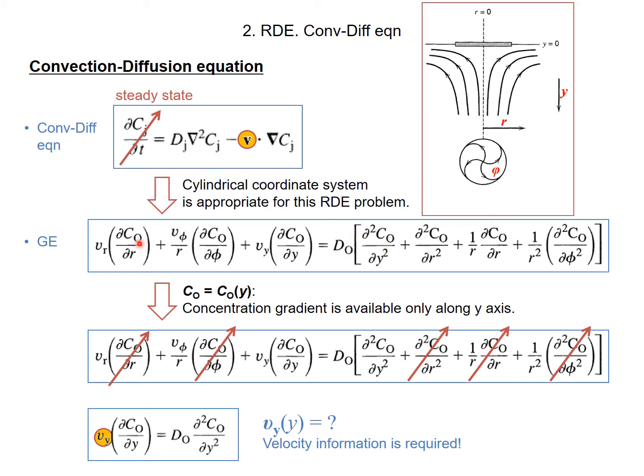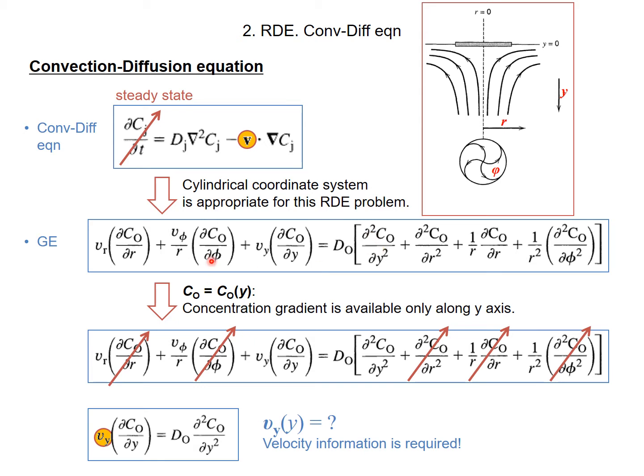So let me check it. The left hand side of this governing equation is going to be the r component of velocity with dc/dr, plus the phi component of velocity over r with dc/dphi, I mean the angle on the surface of the electrode, and the y component velocity with dc/dy, is equal to the diffusibility with the second derivative of the concentration in the cylindrical coordinate system.